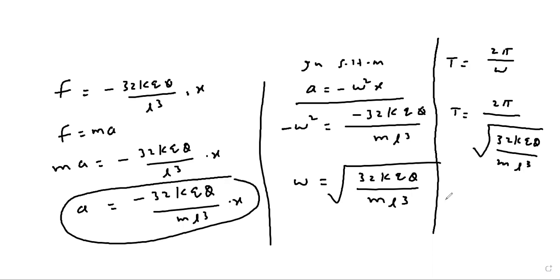Or you can write another way, T is equal to 2 pi into the reciprocal of this, numerator by denominator, you get ml cube by 32 k q and capital Q. Okay, this is the time period formula. Very important method, how to calculate the time period if a charge performs SHM. Okay, in the electrostatics concept, very useful.